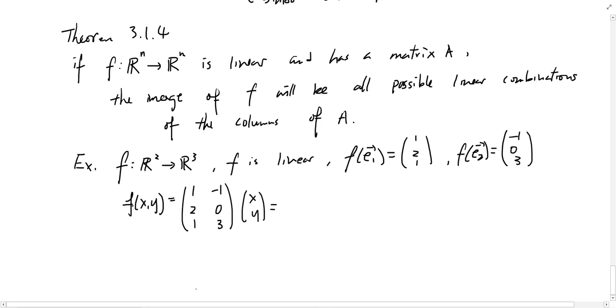Now, here is how we're going to rewrite this. If I multiply this matrix, which is 3 by 2, times the vector here, which is 2 by 1, what I get will be a 3 by 1 matrix. Based on matrix multiplication, (1, -1) dot (x, y) becomes x minus y. (2, 0) dot (x, y) becomes 2x. And (1, 3) dot (x, y) becomes x plus 3y. Notice that when I wrote this, I lined up the x and the y, and you should do that too.